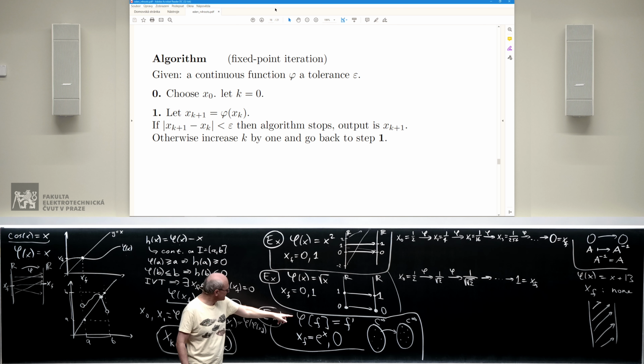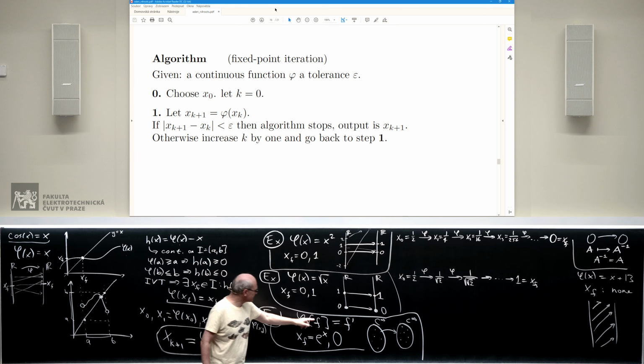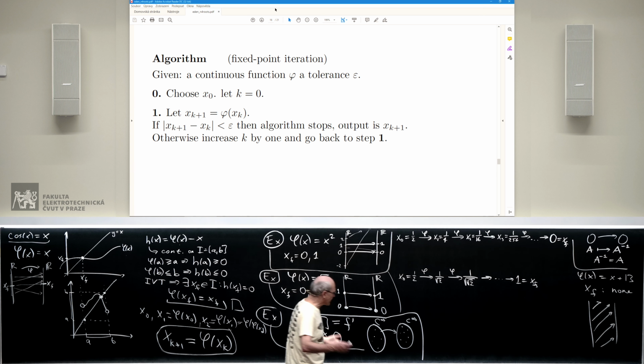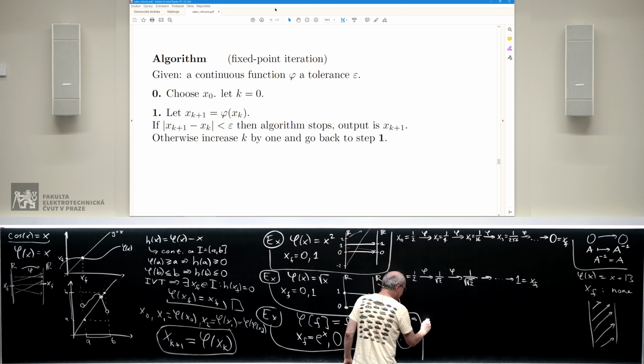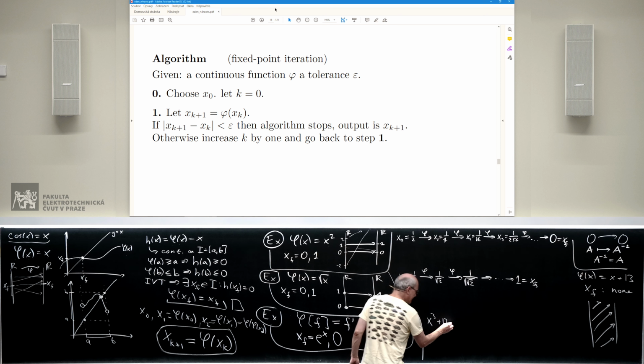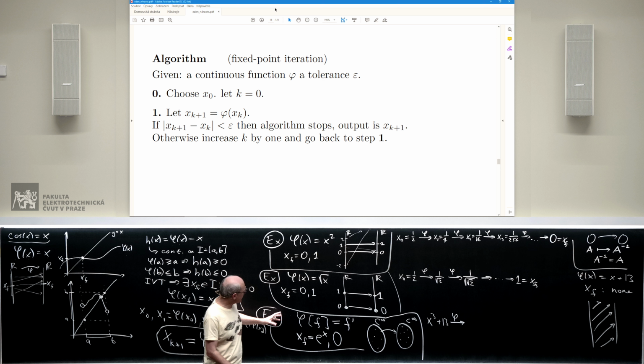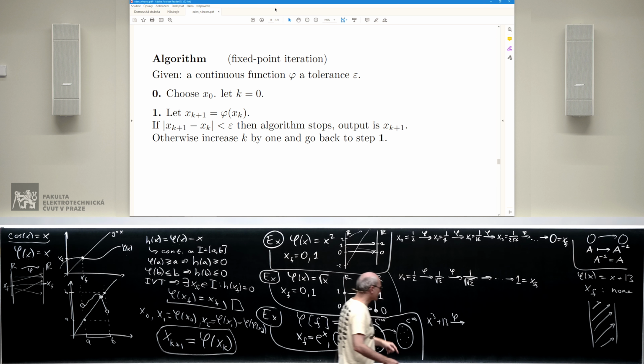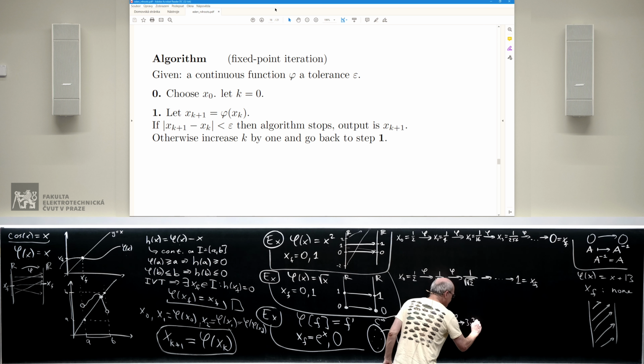How about this guy? How about this mapping which takes functions and sends them to their derivatives? How will it work there? Well, that's an interesting question. Let's start with initial iteration, which is, let's say, x cubed plus 13. Nice function. I'm going to apply my mapping, which is actually just applying the derivative. So I apply the mapping here, and what do I get is 3x squared, and that's it.